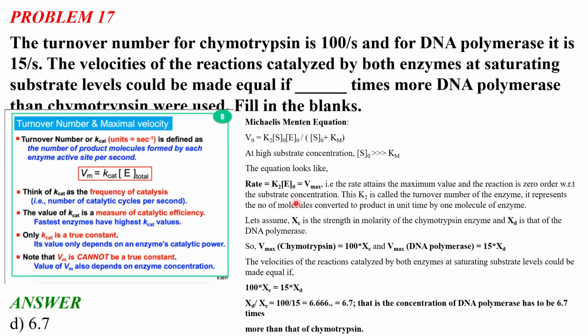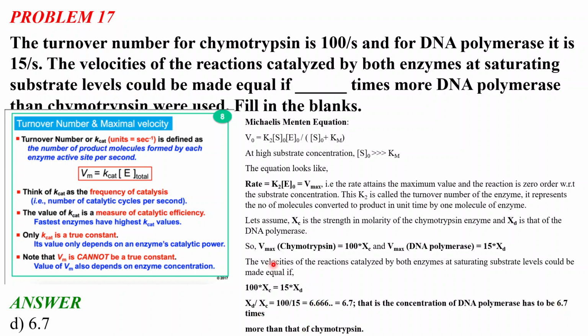Then we are assuming that Xc is the enzyme concentration of the chymotrypsin and Xd is that of the DNA polymerase. K2 values are already given to us. The turnover number of chymotrypsin is 100 per second and the DNA polymerase is 15 per second. And then the velocities will be made equal if 100 times Xc equals 15 times Xd, meaning Xd by Xc equals 6.7, meaning the concentration of DNA polymerase has to be 6.7 times higher than that of the chymotrypsin. Okay.